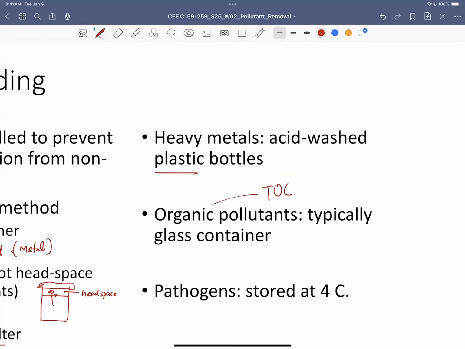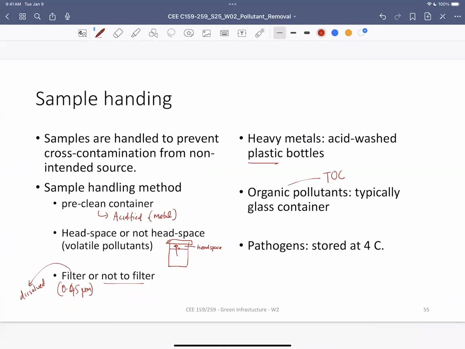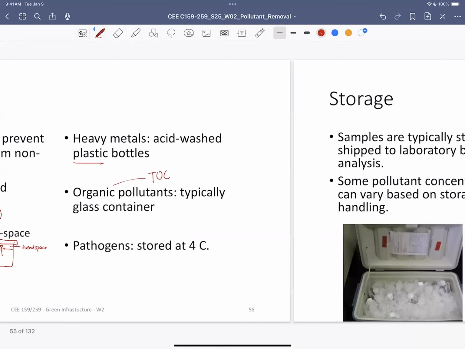The last one is pathogens. Pathogens or FIB, you have to store them at 4 degrees Celsius because the bacteria can multiply or die very quickly, within hours. So that means when you collect these samples, you have to put them in a cooler. Inside the cooler, at 4 degrees Celsius, you keep it, and within 6 hours, you have to measure the concentrations. So that's the sample handling.